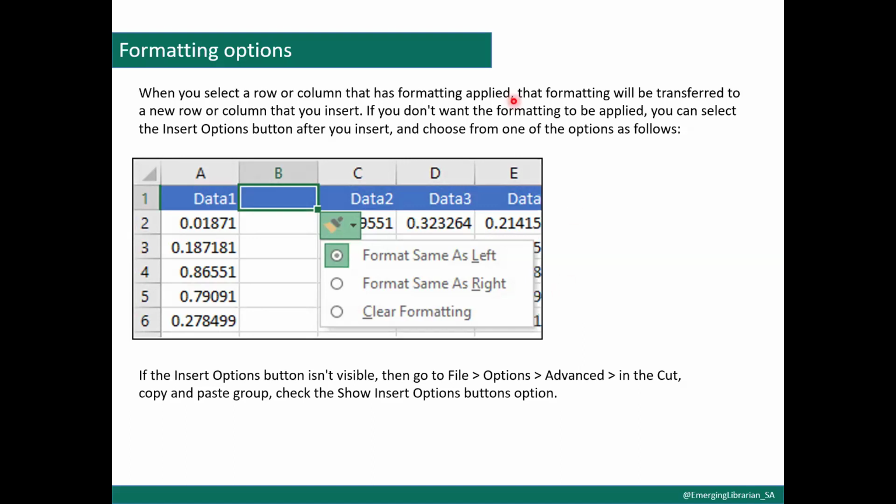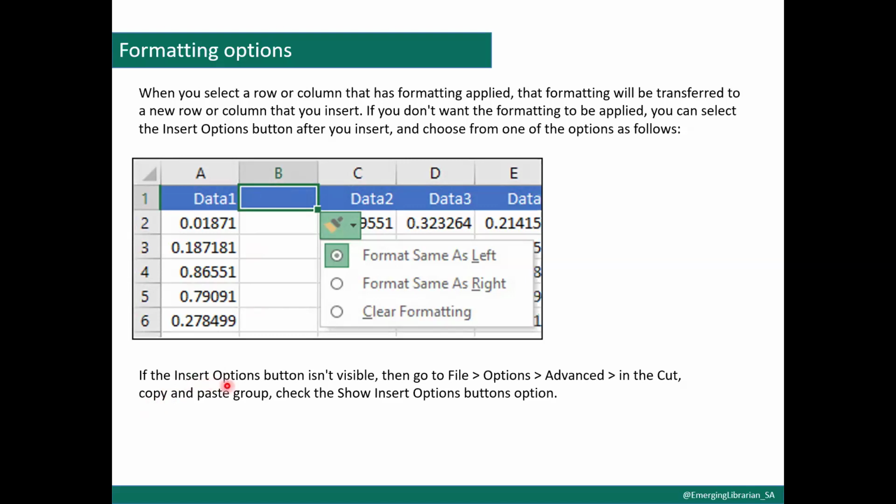So let's say, for example, you want to change the formatting in here. Remember, you were working under data 1. This is your data 1, this is your data 2, this is your data 3. And then now you inserted a new column. After inserting a new column, you have an option of format same as left. You can keep the same formatting as left, or the same formatting as right, or you can clear the formatting. Clearing the formatting means that the formatting is no longer there. Then you can start entering your data from scratch.